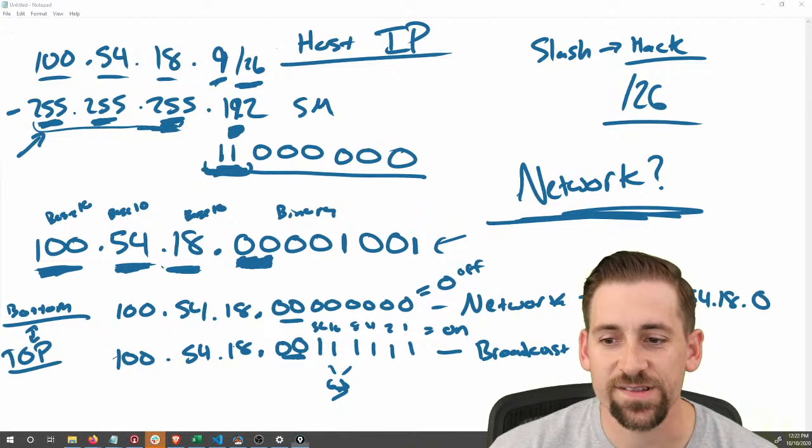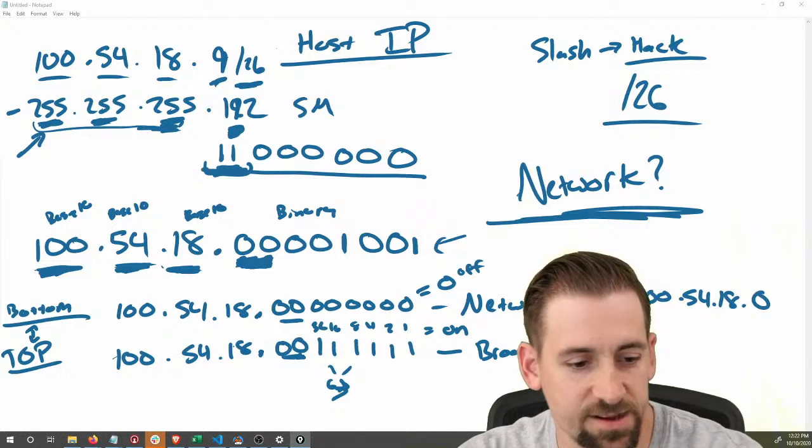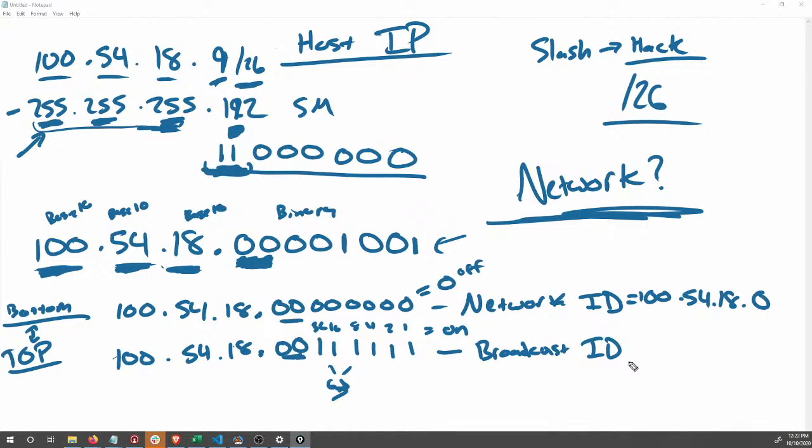Hold on, you ready? Let's go like this for 1 second while I show you these numbers. The broadcast ID is equal to 100.54.18.63. Yeah, and so this is the range of addresses, right?